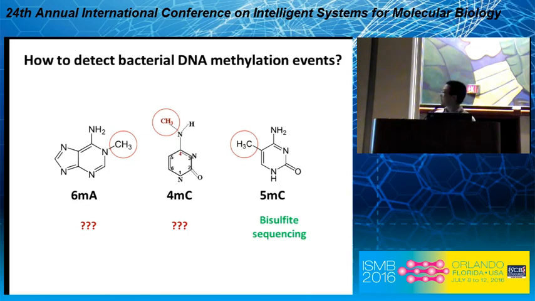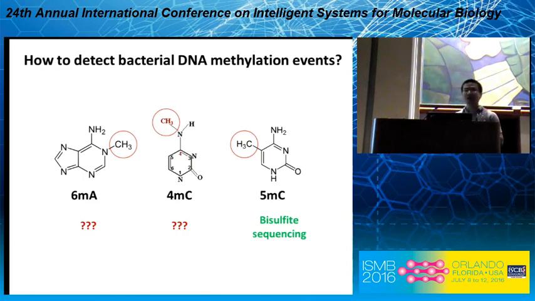It's well known that bisulfite sequencing can detect DNA methylation, but specifically of 5-mC. But for the other two types of DNA methylation, until recently, no technique could detect them at genome-wide scale and at very high resolution.